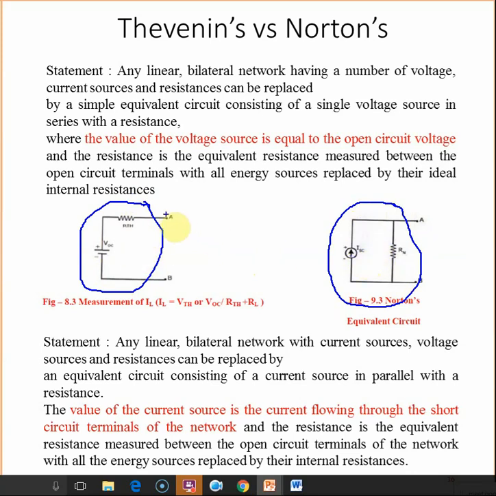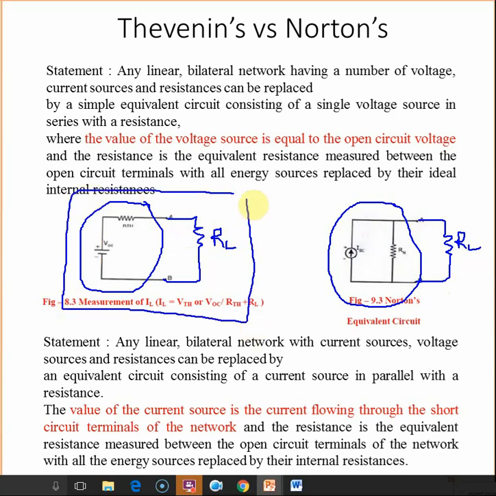Okay, then there are points A and B. At the AB points you will connect the load. This is called the load terminal. I will write RL, the load resistance. Similarly here I will connect the load, denoted RL. So this is the circuit of Thevenin's theorem, a step number 3 circuit. And this is the circuit of Norton's theorem. In step number 3, this is the equivalent circuit you need to draw.